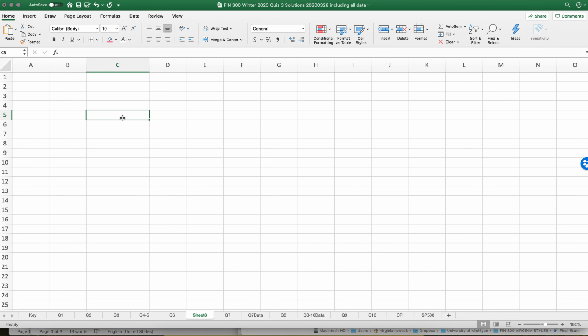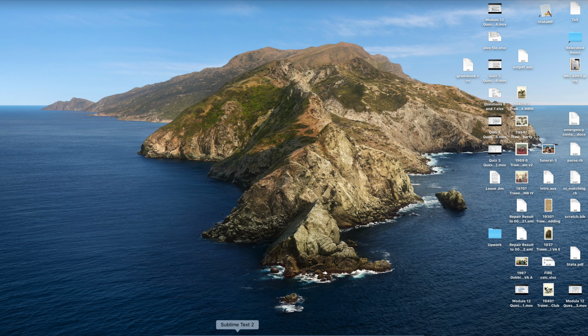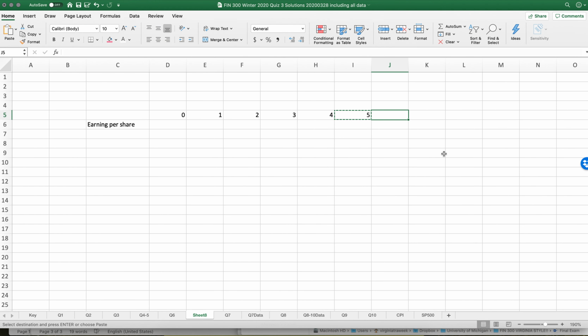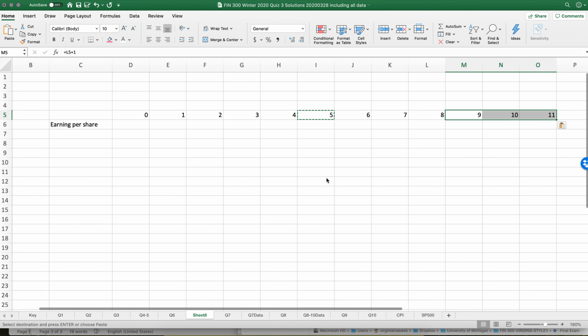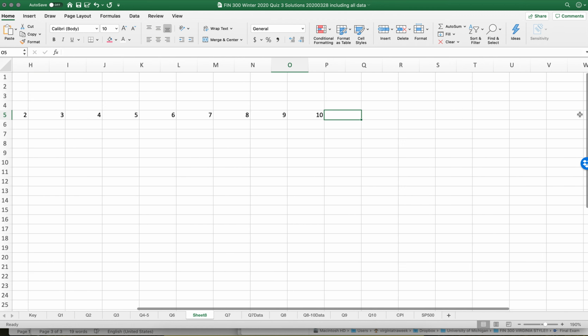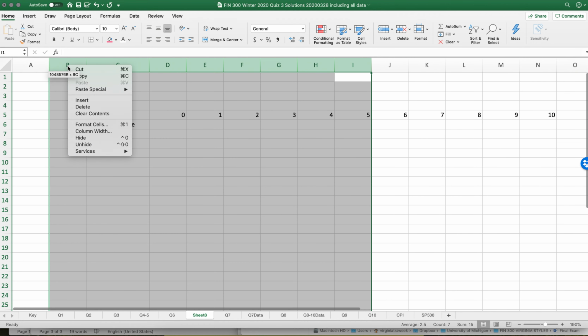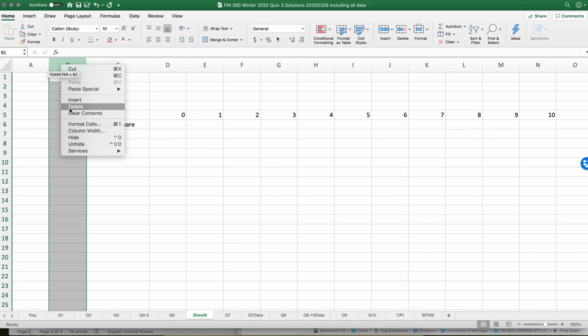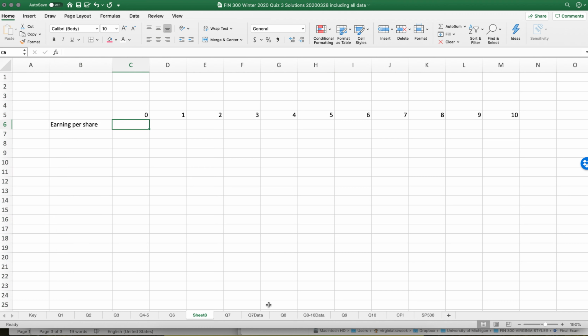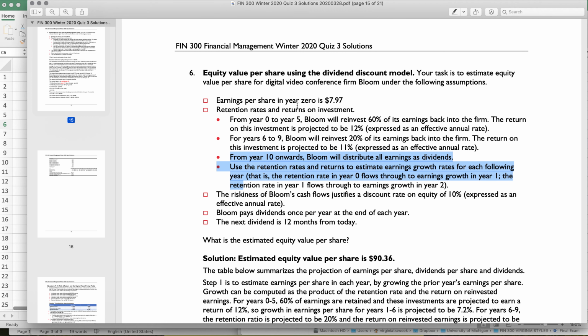Okay, so let's do earnings per share here. So we're in year 0. I think we need to go out to year 10. That's one too far. Let me delete this column. Okay. And our earnings per share are $7.97, and we are going to retain 60% in the firm.